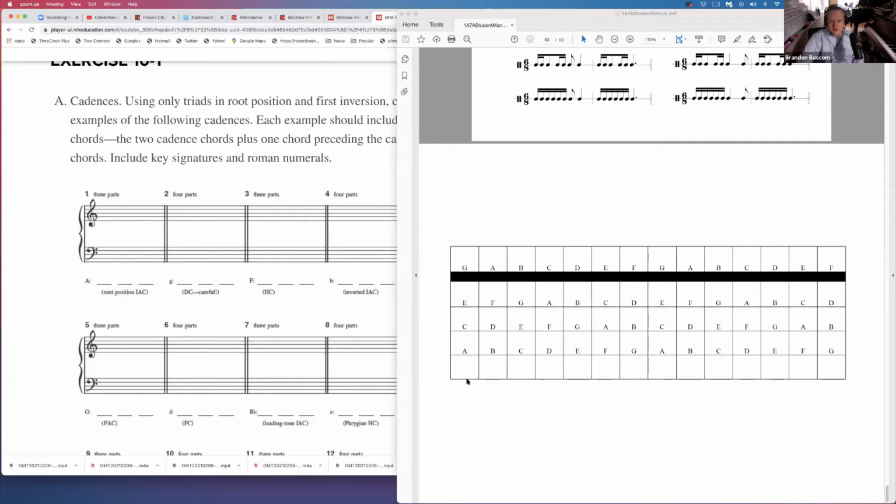We are in A major. A is my 1. B is going to be my 2. E is going to be my 5. That's all I need for this example. So I'm going to have an E, G sharp, and a B, going to A, C sharp, and E. 2 to 5 to 1.